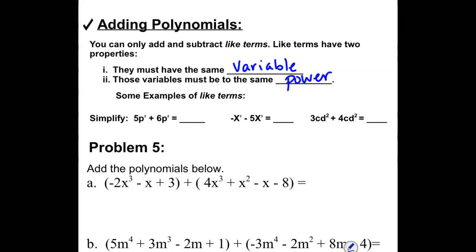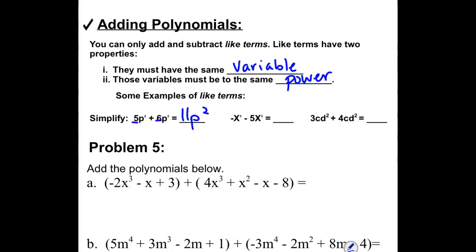All right. So you would have combined like terms last year, right? So we're looking for those pieces that have the same variable and same power. Some examples. 5p squared plus 6p squared. They are like terms. Both of them have p that is being squared, yes? So 5 plus 6, so we'd say 11 what? P squared. The variable or the power does not change when you're adding.